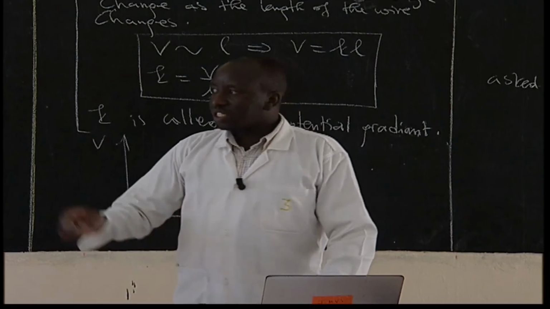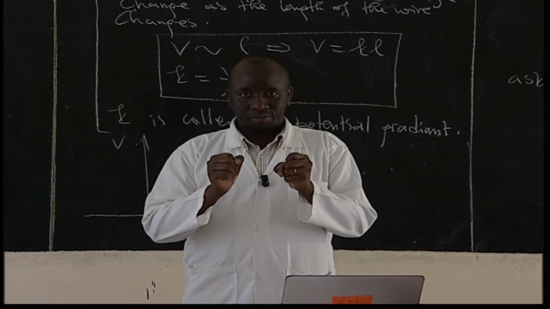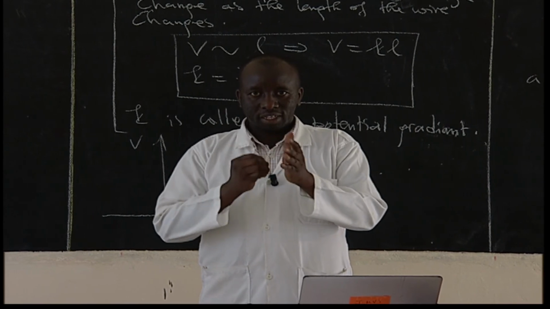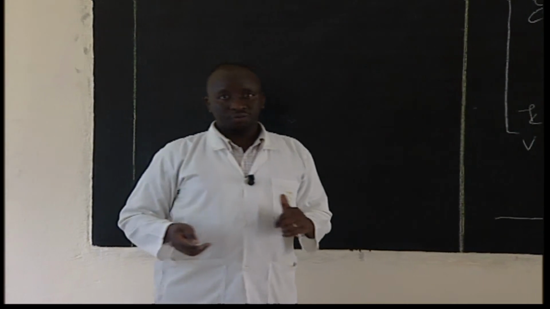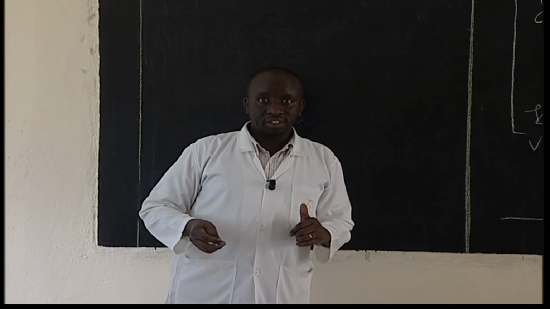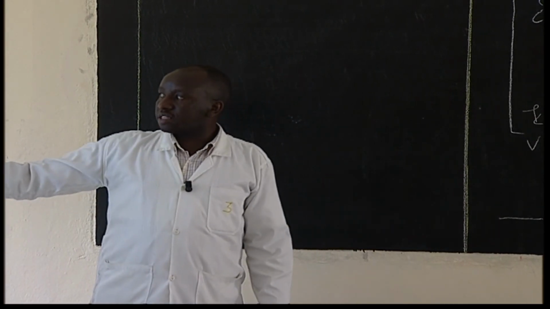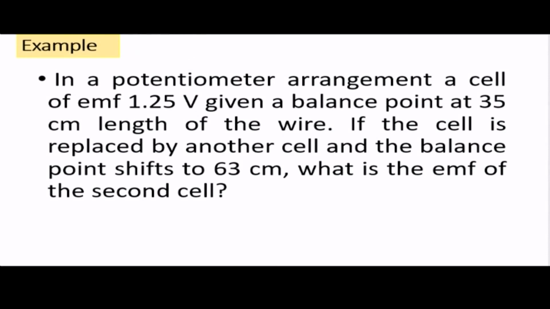Now, as what we have, we can identify the data, right? We start the identification of the data, and then after, we solve. Do you understand? What we have here is a cell number 1, and the balance is at this 35. Okay? So let's do that.